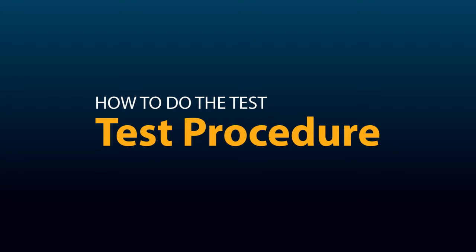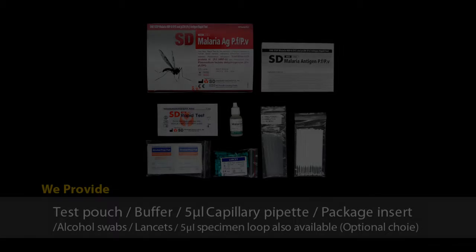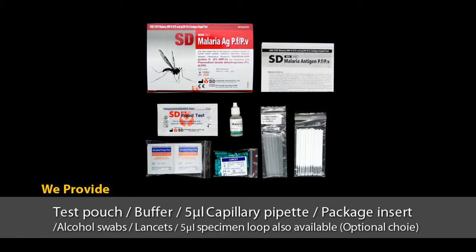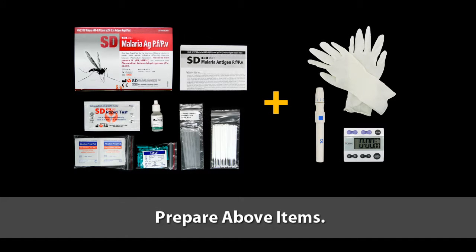SD Bioline Malaria Rapid Test is easy to use. The materials included in the kit are test pouch, buffer, specimen loop, and package insert. Alcohol swabs and lancets are optional materials. These materials should be prepared before starting the test.